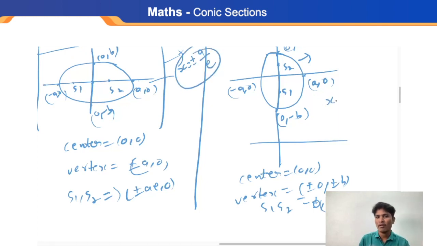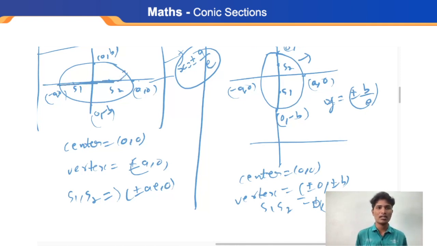But in this case here it will be x is equal to b, y is equal to plus or minus b by e. This thing you have to understand. These are some changes. And this length here is called the major axis length.